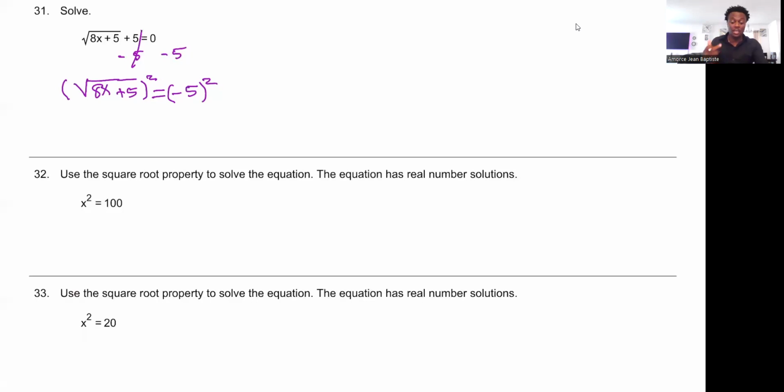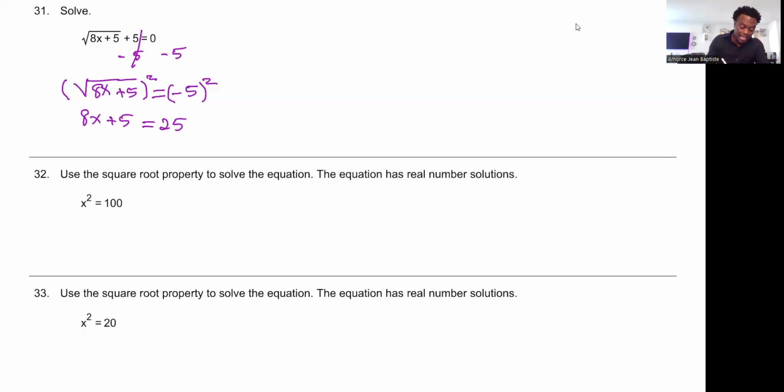But otherwise, even if it's a negative number, even if it's a positive number, you will always see me put the parentheses to make sure I show you what is being raised to the power. In this case, 8x plus 5 equals 25, because a negative raised to the power, whether it's negative or positive, turns positive.